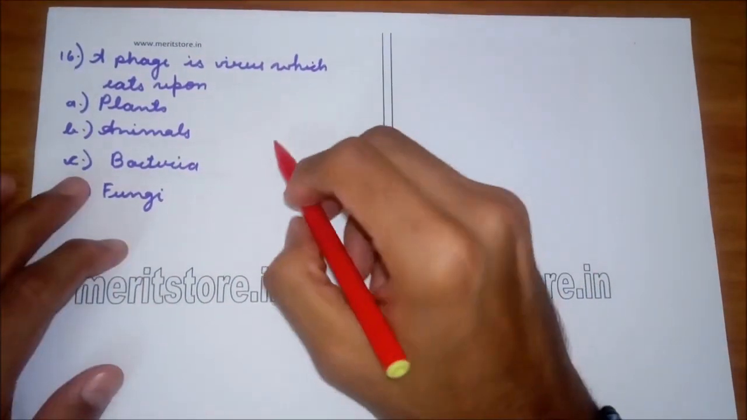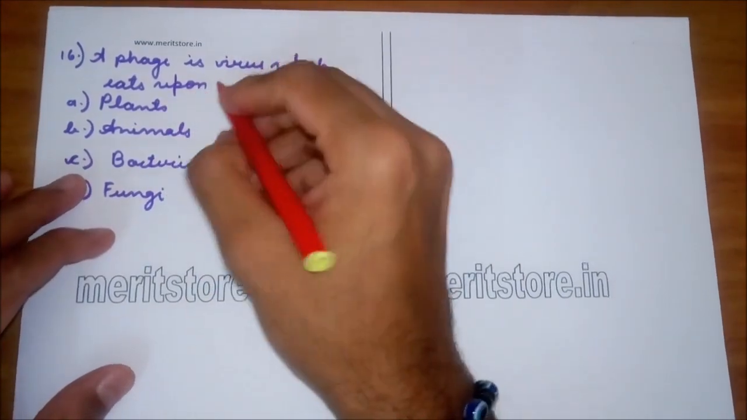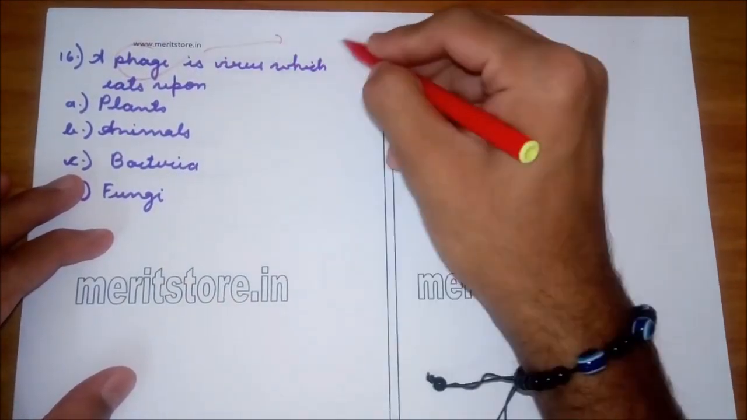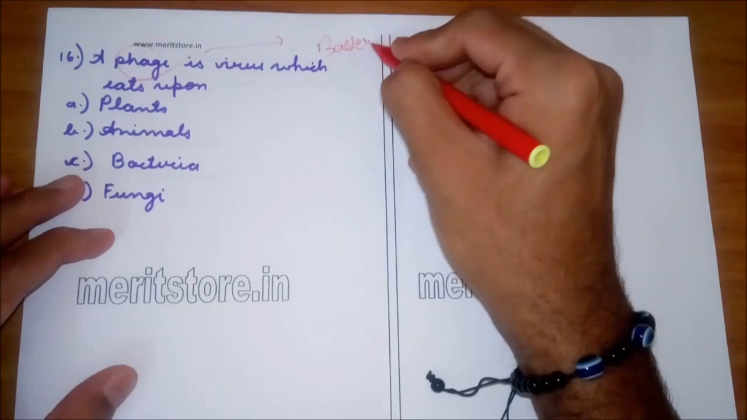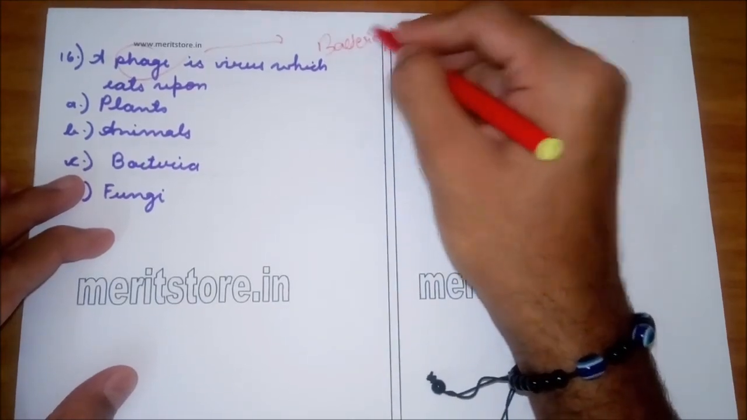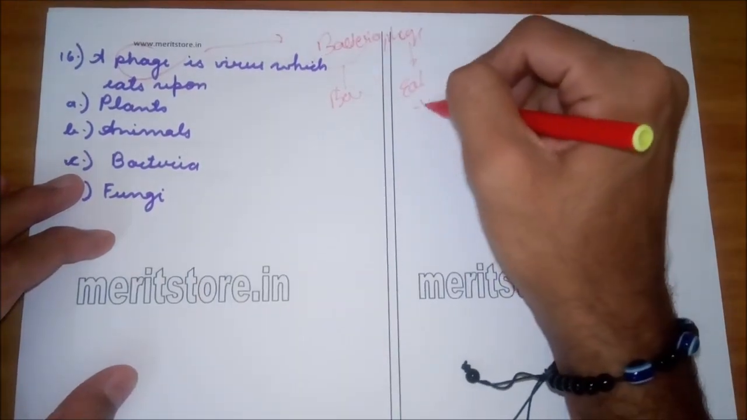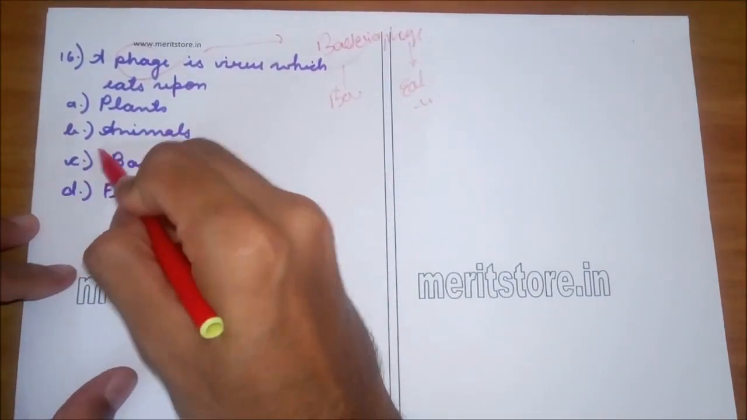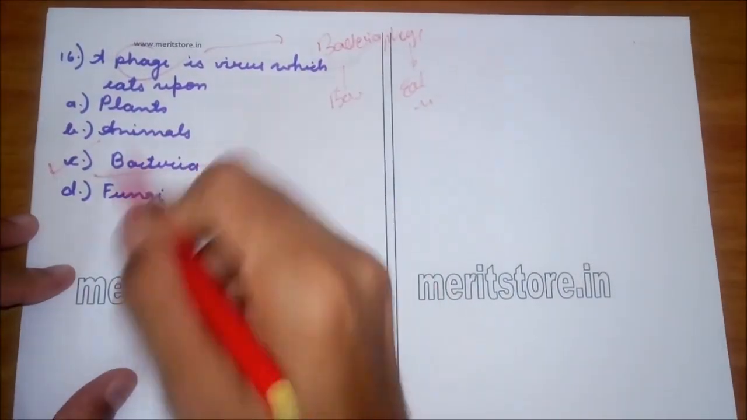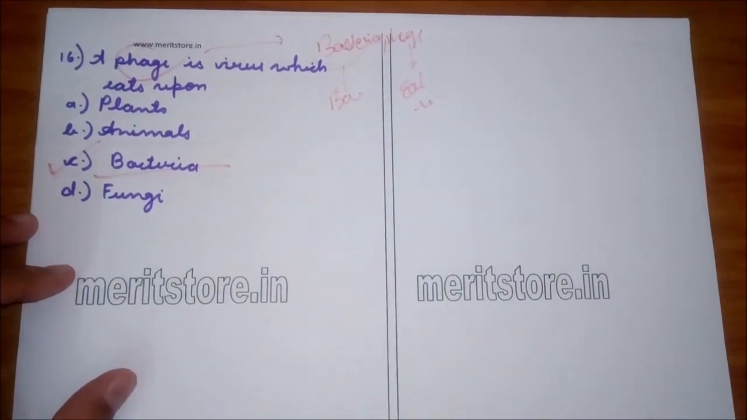Question number 16. A phage is a virus which eats upon. Phage is the short form of bacteriophage. So bacterio means bacteria and phage means to eat upon. So it eats upon bacteria. So option C is the correct answer for question number 16.